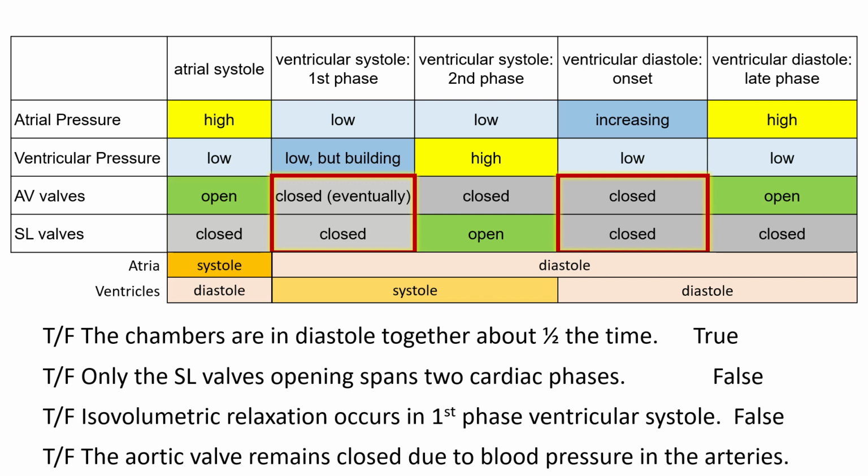All right, another one. Let's see. The aortic valve remains closed due to blood pressure in the arteries. If I had more room on this slide, the way I would have phrased this question is like this: the aortic valve remains closed most of the time due to the blood pressure in the arteries being greater than the pressure in the ventricles. And that is true.